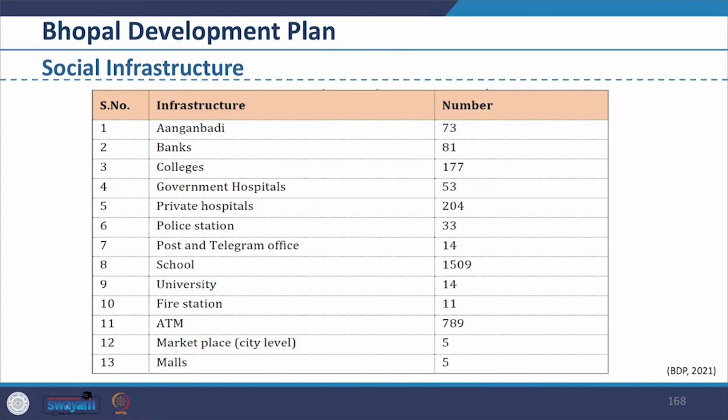Further, we see the social infrastructure. The quality of life in any urban center depends upon the availability and accessibility to quality social infrastructure. So, we can see here in the table the number of social infrastructure in the city ranging from Anganwadi, bank, colleges, government hospital, private hospital, police station, post and telegram office, school, university, fire station, ATM, marketplace, malls and so on.